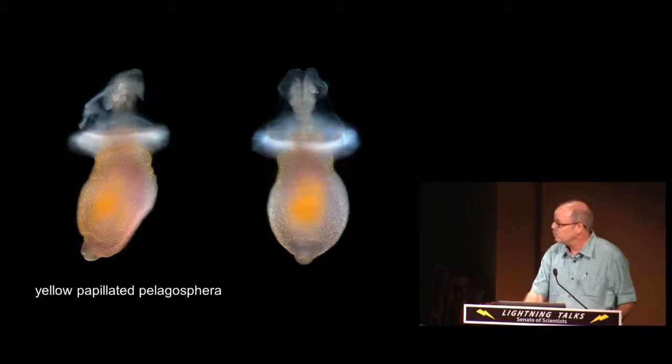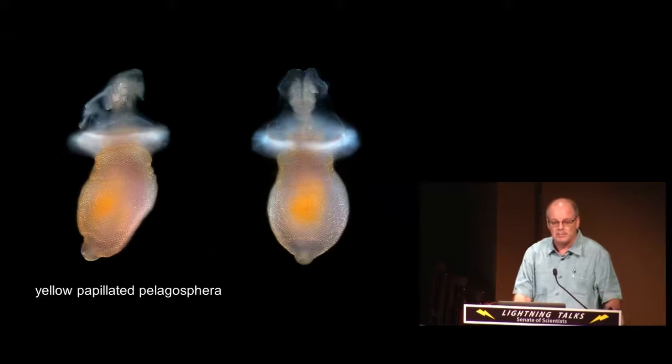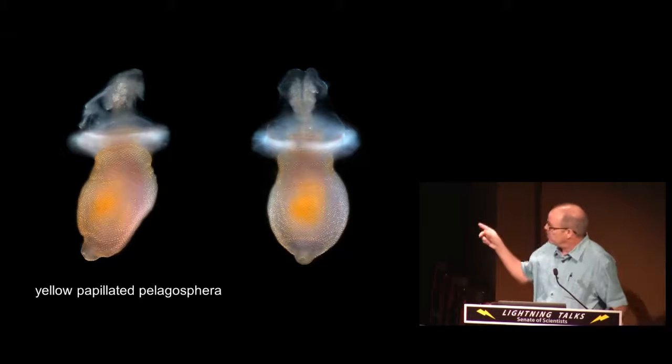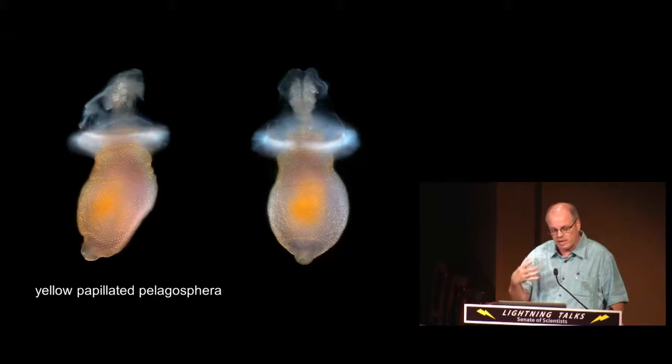This particular beautiful one right here, the yellow papillated pelagosphaera, is shown in lateral view on the left and ventral view on the right. From the top of the screen, we see the head region, followed by a bright white circlet of cilia that represents the metatroch, which is kind of like an airplane propeller that allows the larva to swim through the water. And the large yellow-orange trunk in the bottom region houses a number of different organ systems, including the reproductive system, digestive system, excretory system, blood cells, and more.